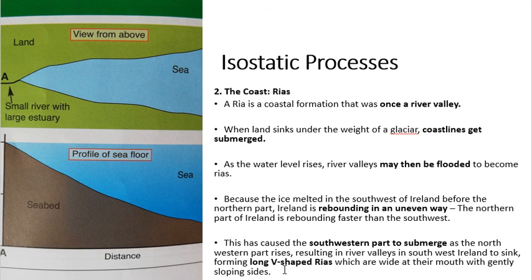Why is this, guys? Because Ireland is rebounding unevenly. The northwest part of Ireland is re-emerging from underwater quicker than the southwest. As a result, the southwest has lots of these rias, okay? So these old V-shaped river valleys that were flooded.